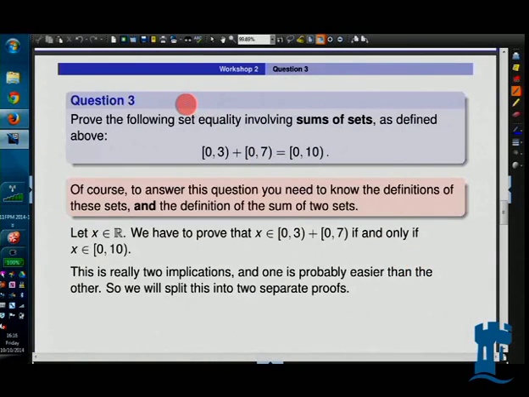Now, don't try this question yet, because I'm going to say something about it before you should start it. I'm going to chop it up into two bits, and one bit's going to be easier than the other for you. And it's about sums of sets.